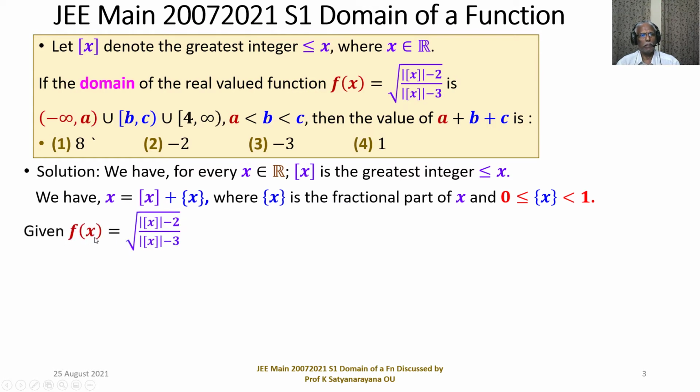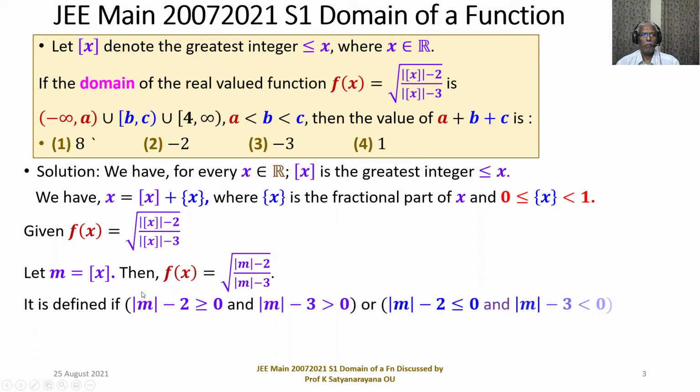We are given the function f x is equal to under the square root of mod of bracket x minus 2 by under the square root only mod of bracket x minus 3. Let us put bracket x as m. Let m is equal to bracket x. Then f x will be equal to under the square root of mod m minus 2 by mod m minus 3 under the square root. This function is defined if mod of m minus 2 greater than or equal to 0, because it is in the numerator and under the square root, and mod of m minus 3 greater than 0, because it is under the square root and it cannot take the value 0 because division by 0 is undefined.